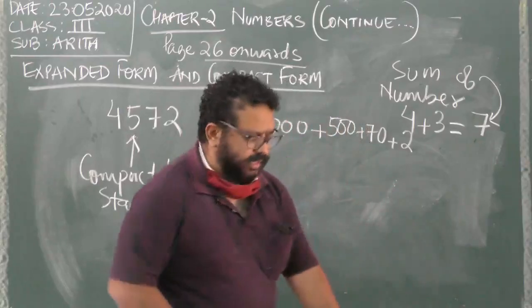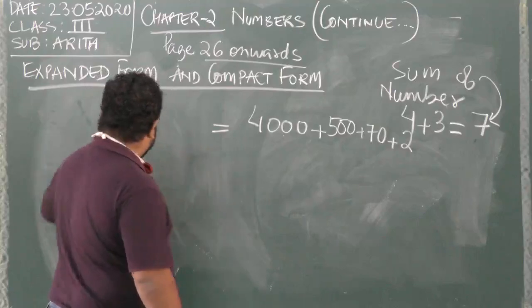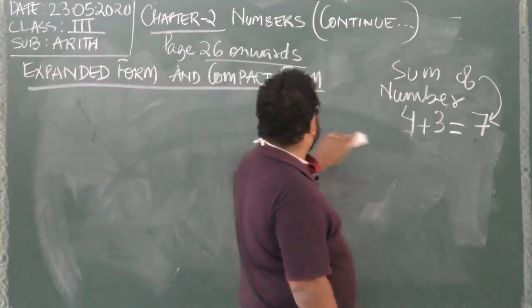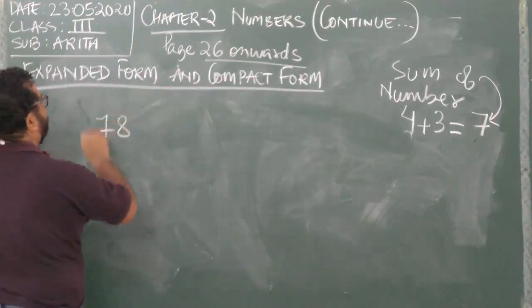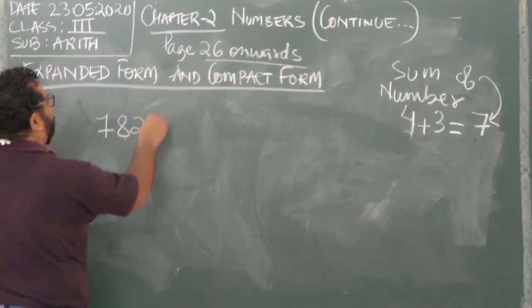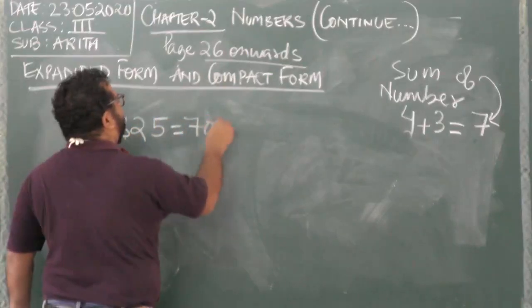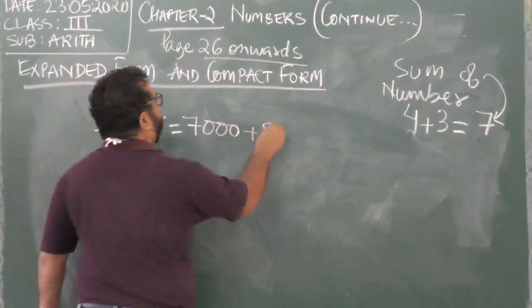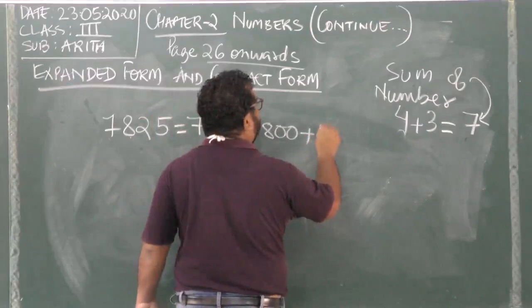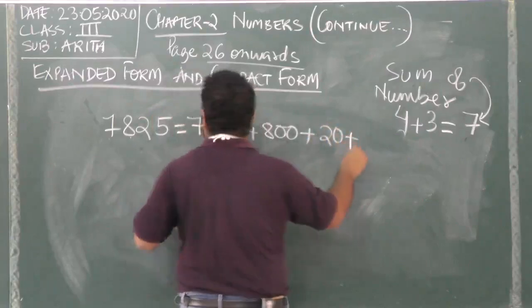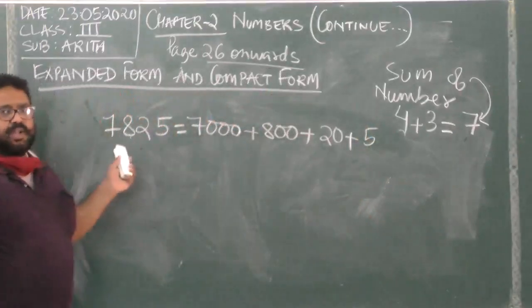Any number you take, we can take 2, 3 numbers. So let's take any number for that matter, 7,825. Similarly we see how many thousands are there? 7,000. How many hundreds are there? 800. How many tens are there? There are 20. And how many ones are there? There is a 5. So this is the expanded form of this compact number.